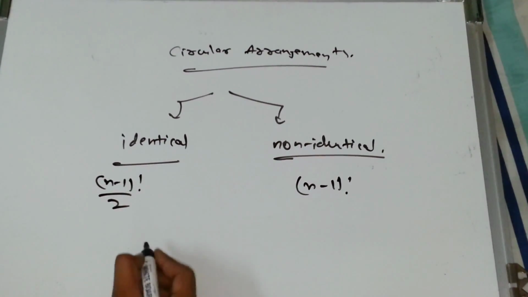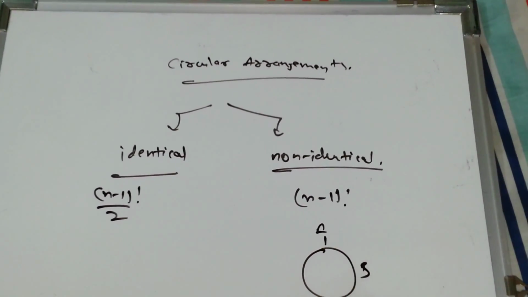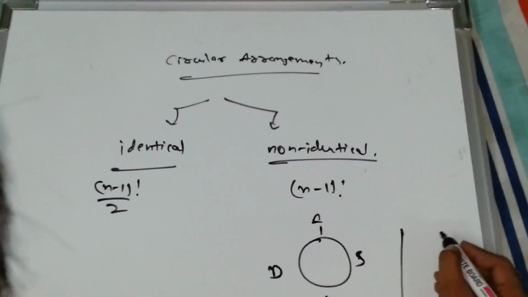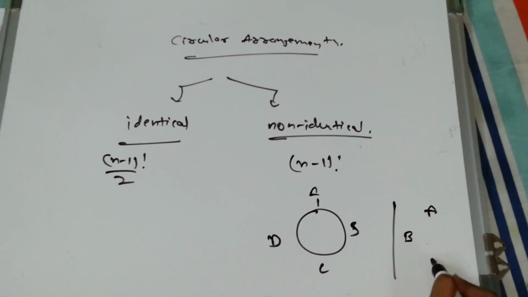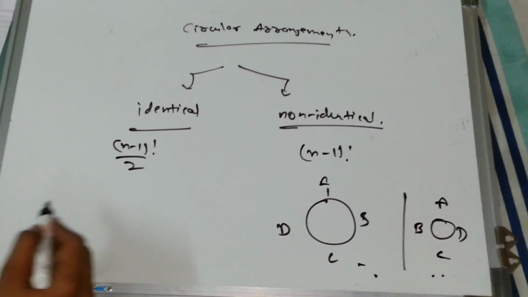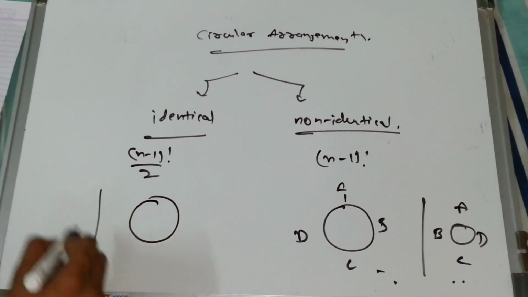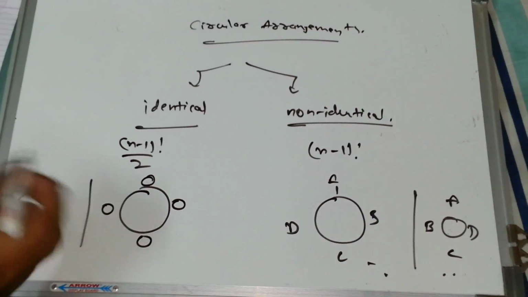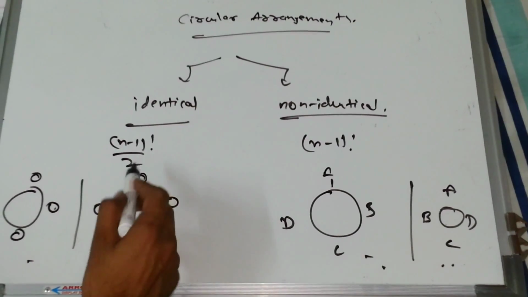Why is it so? Because for non-identical, let us say we have 4 A, B, C and D. This is one arrangement possible. Now another one we can say is A, B, C and D. These are two different selections or arrangements, say. But for identical, for example, I have a garland and I'm making a garland of say beads. So one bead, second, third and fourth. Even if I take it in an anti-clockwise, it would be same. That is the reason why we are dividing by 2.